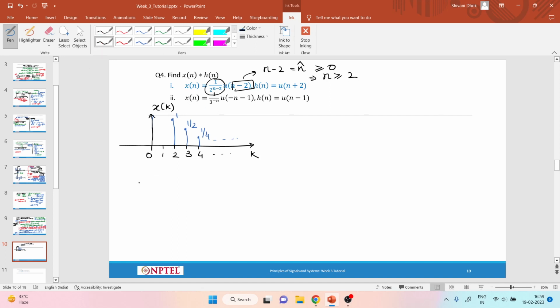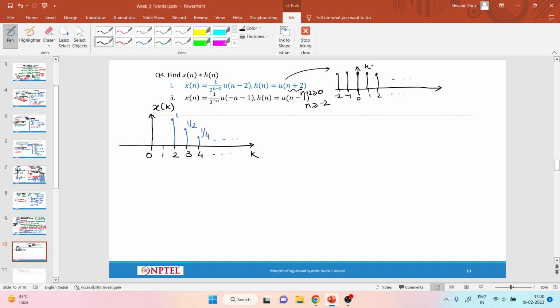Now let us try to plot how your h of k will look. So how will it look? N plus 2 should be greater than or equal to 0. That is, for n greater than or equal to minus 2, it will be non-zero. That is minus 2, minus 1, 0, 1, 2, and so on. So it will be something like this, and so on. So this is your h of n.